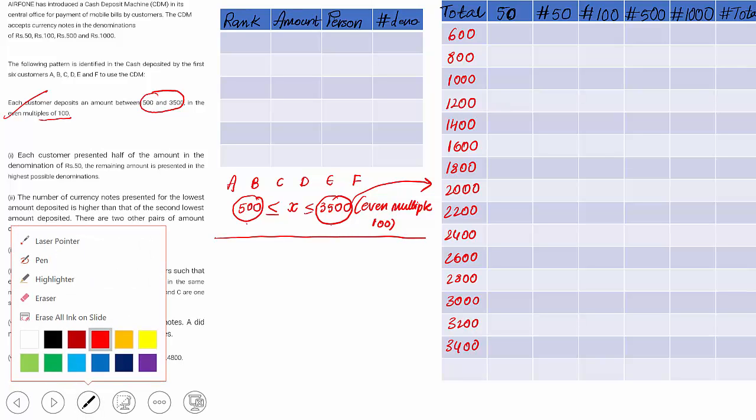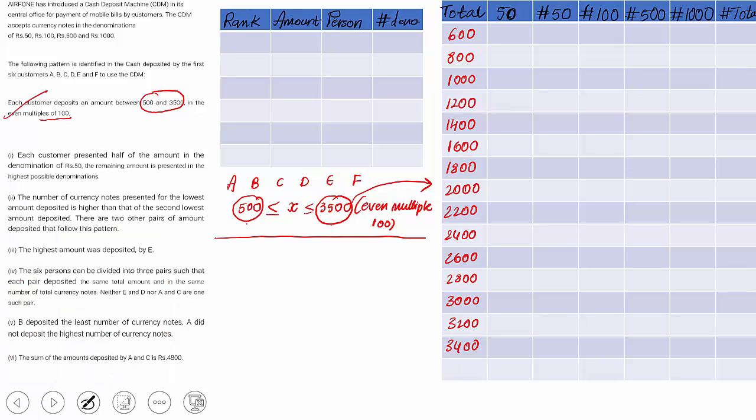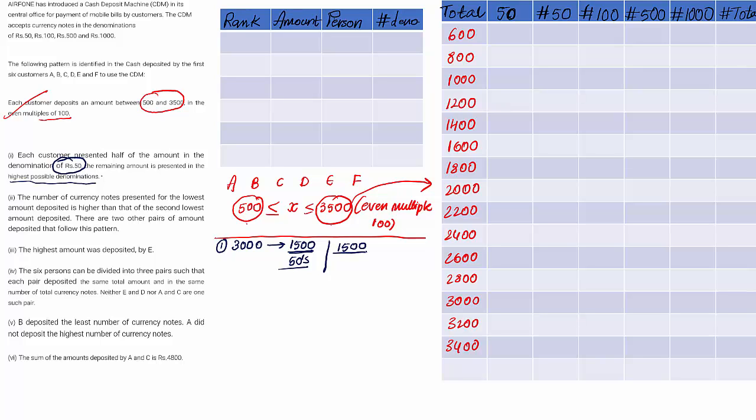I'm just trying to change the color, so let me take this. Now each customer presented half of the amount in the denomination of rupees 50, and the remaining amount is presented in the highest possible denominations. What does this point say to us? If I have an amount of, say, 3000 rupees, half of the amount, that is 1500, would be in the denominations of 50s, and the rest 1500 would be presented with the highest denominations. I'll explain.